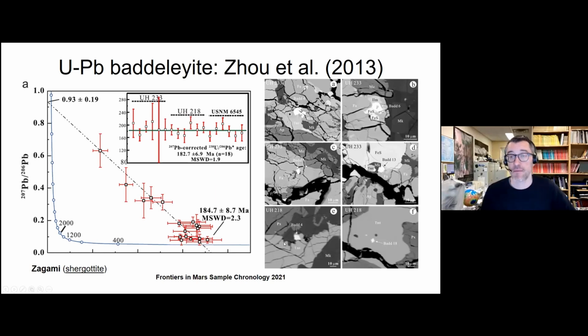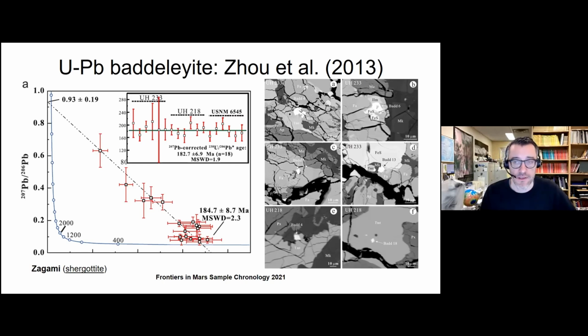Spent a lot of time finding hundreds of grains in Zagami alone, and then we used that information with my colleagues in Beijing using the IMS 1280 ion microprobe. And here you can see 18 data points on this modified Tera-Wasserburg Concordia diagram, and the lower intercept gives an age of 185 plus or minus 9 million years.